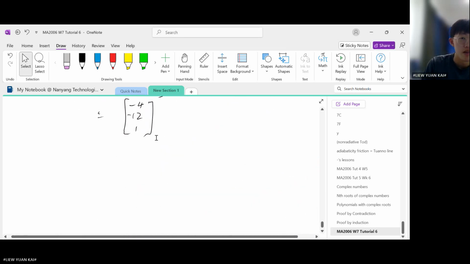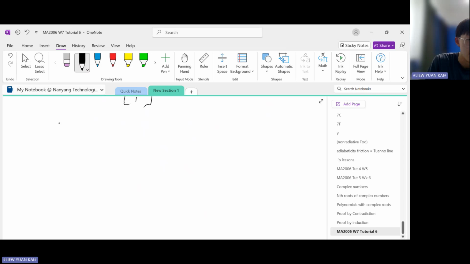So plug all the things we know into the straight line equation.